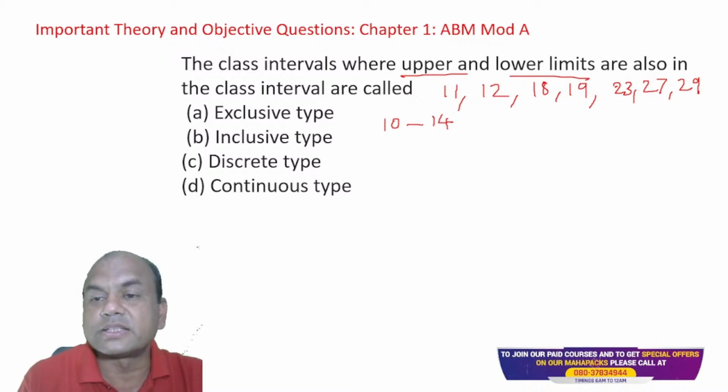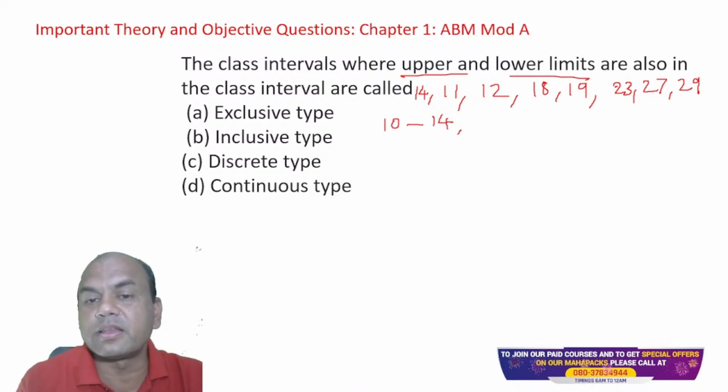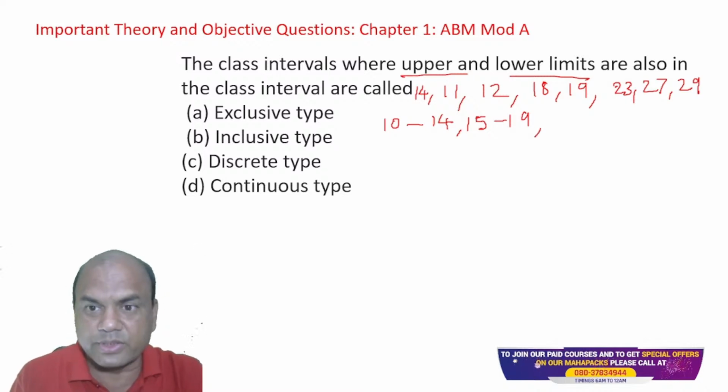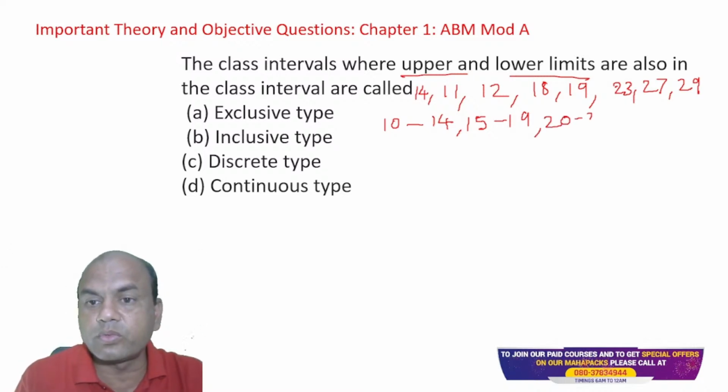Let me add one number over here, let's say 14. So this is 10 to 14. Then the next one is 15 to 19, both are included. Next one is 20 to 24.